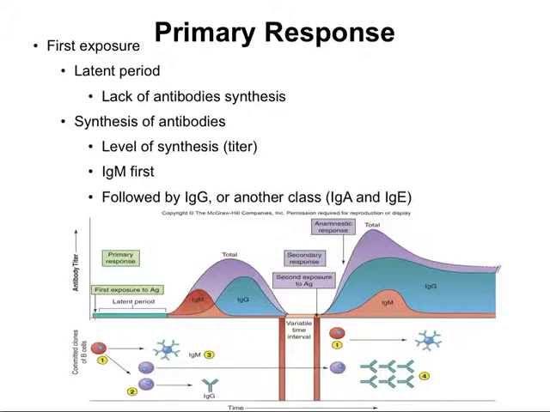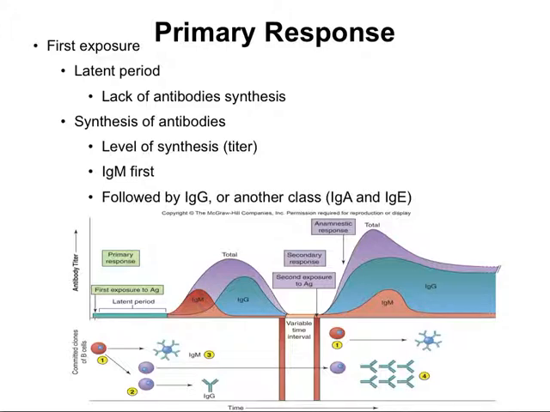During the first exposure, or the primary response, there'll be a latent period, and then a period where we're seeing synthesis of antibodies. So during the latent period, we lack any synthesis of antibodies. However, it's not as if there's nothing going on in this phase. This is the phase in which all of the things we've been talking about so far are in full force. The antigen is being concentrated in the lymphoid tissue. It's being processed by the correct clones of B lymphocytes.